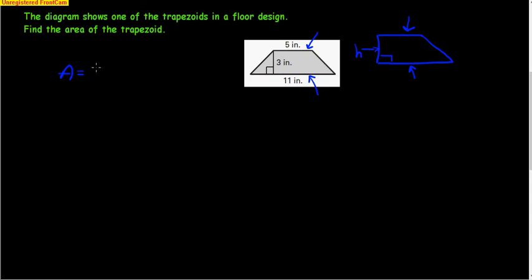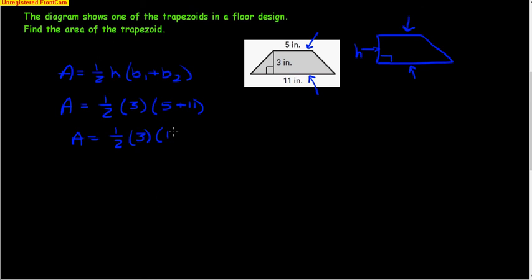So again, a plug and chug problem. If you didn't have the formula written down from the other page, it's just like that, and I just plug in everything that they give me. All right, the half never changes. The height right here is 3, so I'm going to put that in right there. And my two bases are 5 and 11, so I plug in 5 and 11 there. Alrighty, and then again, I just have to do the math. My order of operations tells me to do my parentheses first, so I take the 5 and I add the 11, and I get 16.